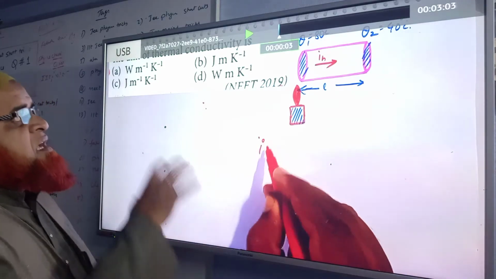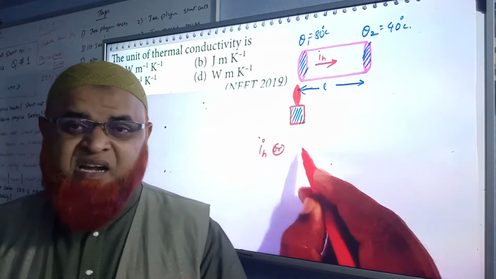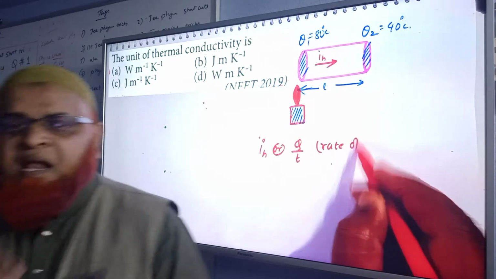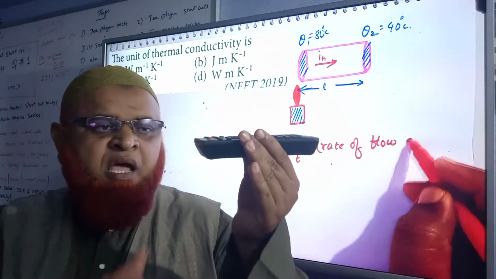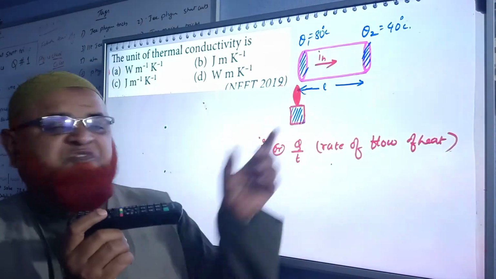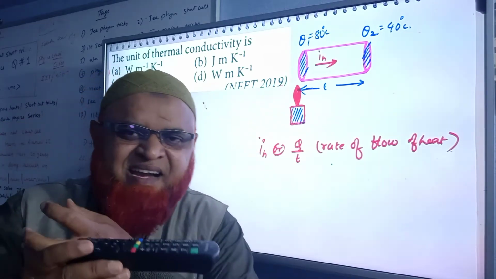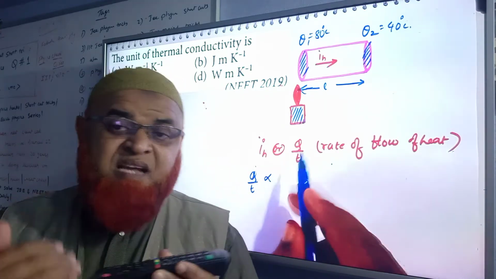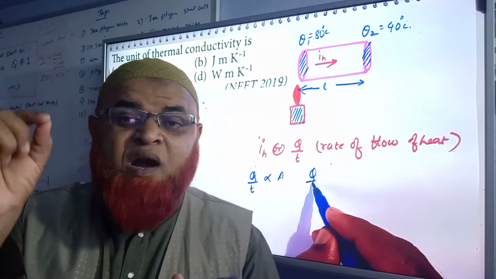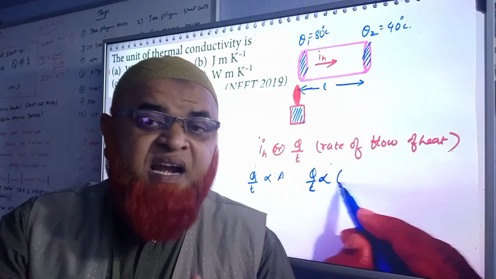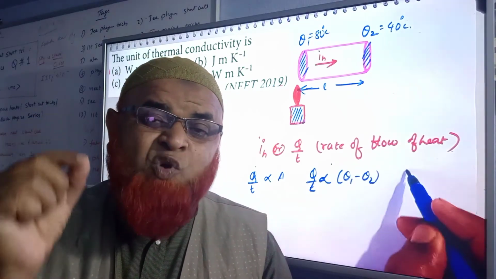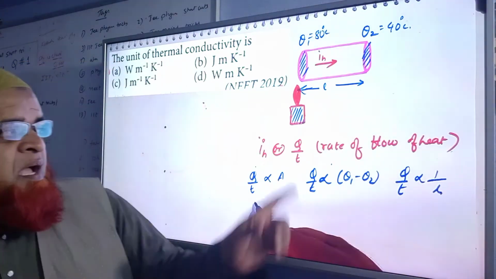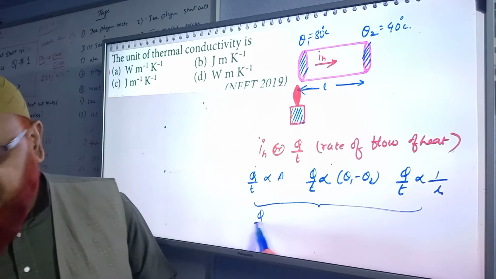Okay, so this is a question related to thermal conductivity. What do you mean by thermal conductivity? For example, I am considering any rod here. If you heat the rod at this end with the help of a candle, the heat travels from one end to the other end. Heat travels from one end to the other end, and this is called heat current. Heat current has another name also, that is rate of flow of heat or heat travelled per unit time, and it is also called heat current.